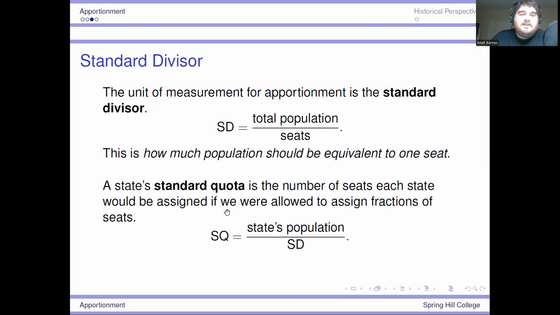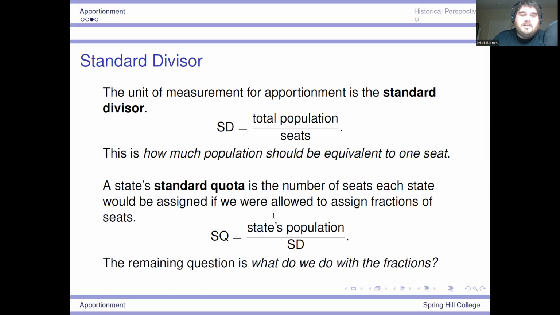Then what we're going to do is use that to find the state's standard quota. This is the number of seats that each state would get if we were able to have fractional seats. Now, obviously, we're not able to say, well, Mississippi, you get 13.3 seats. So we have to figure out what to do with that 0.3. That's not a realistic thing. So we're going to have to find some way to deal with that. But this is a starting point where we would just find how many seats would be allowed if we were allowed those fractions. So we're going to take the state's population and just divide it by our standard divisor, so we figure out how many seats each one would get.